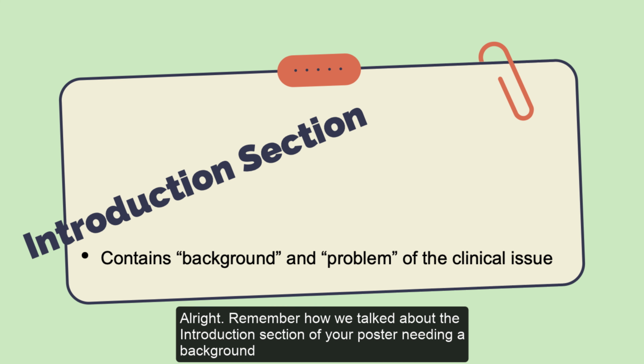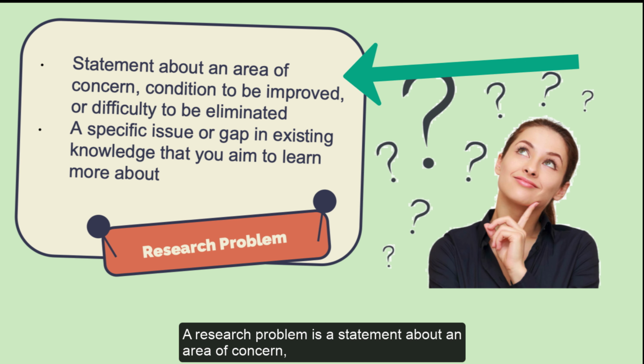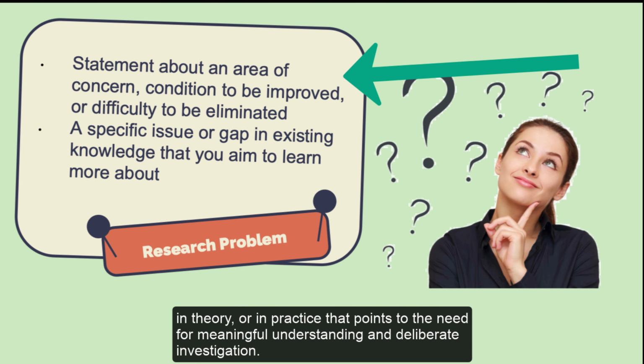All right. Remember how we talked about the introduction section of your poster needing a background and problem statement paragraph? Here we are. A research problem is a statement about an area of concern, a condition to be improved, a difficulty to be eliminated, or a troubling question that exists in scholarly literature, in theory, or in practice that points to the need for meaningful understanding and deliberate investigation.